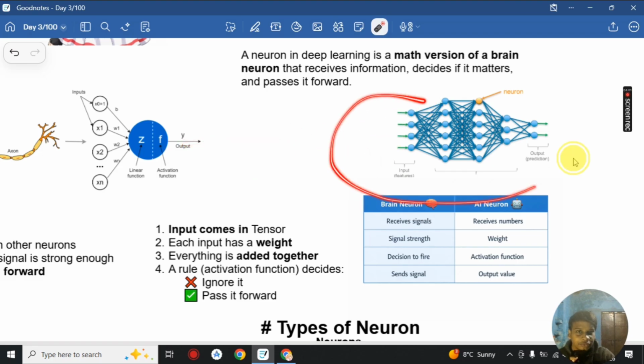Here you can see a deep learning neural network. You can see many neurons connected to other neurons, backward and forward. For example, this neuron is connected to every other neuron in the input feature and also in this second hidden feature. So basically this is how a neuron works in deep learning.